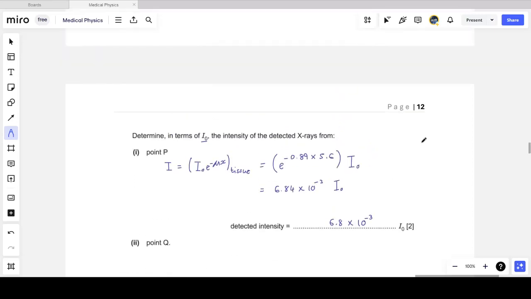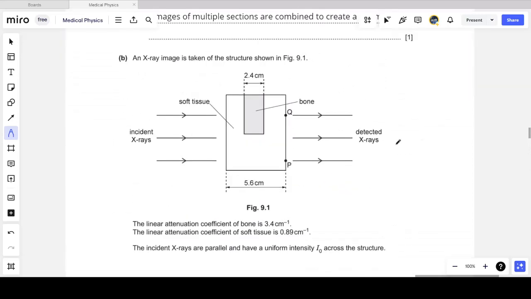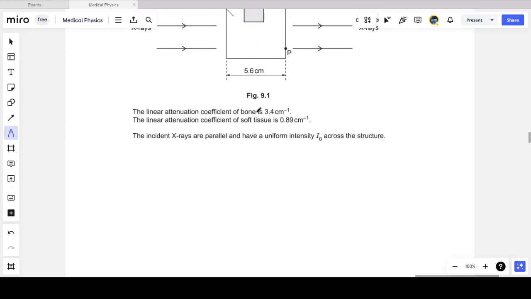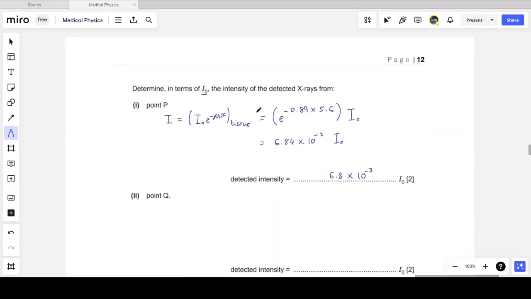Now point Q is a little bit more difficult, because at point Q, the X-ray passes into the soft tissue and then through bone and then through more soft tissue. So essentially I'm going to have to calculate the distance it travels through tissue and then the distance it travels through bone. But how do I calculate what the final intensity is going to be?